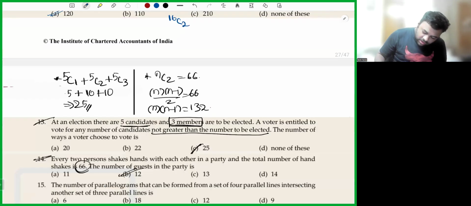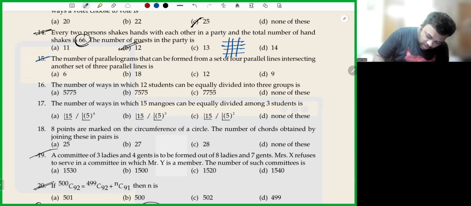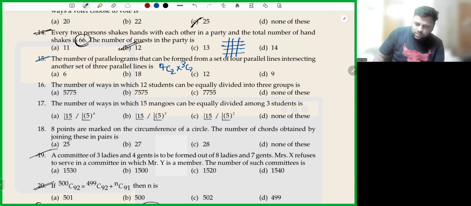The number of parallelograms that can be formed from a set of 4 parallel lines intersecting a set of 3 parallel lines. Okay. So from horizontal lines, I'll select 2 lines. From vertical lines, I'll select 2 lines. 4C2 into 3C2. 4C2, we have 6. 3C2, we have 3, which is equal to 18. Next.